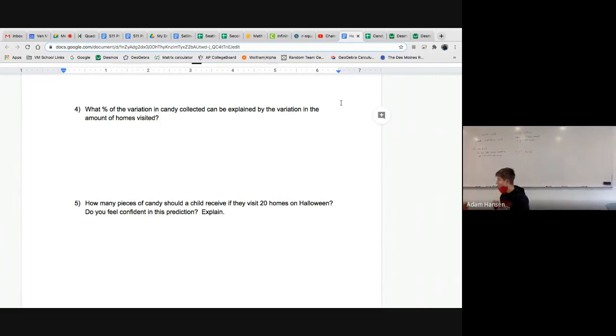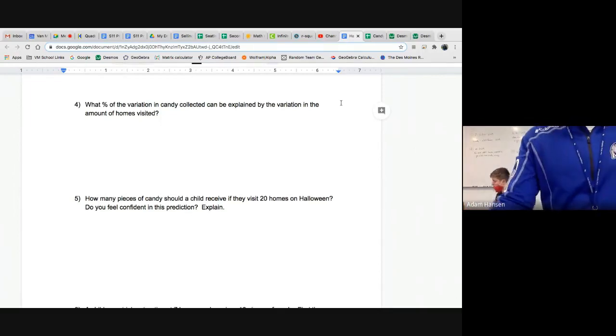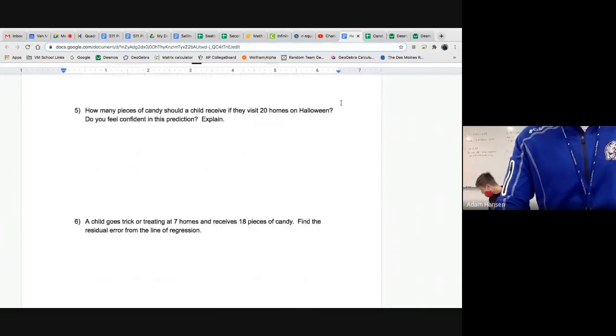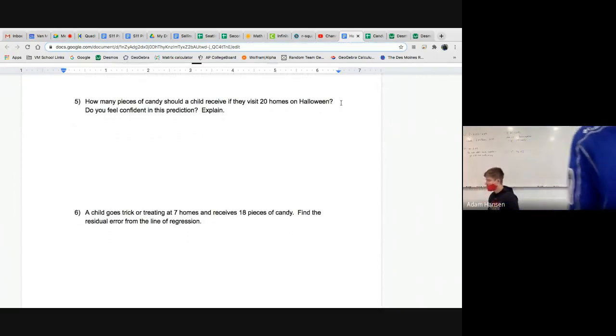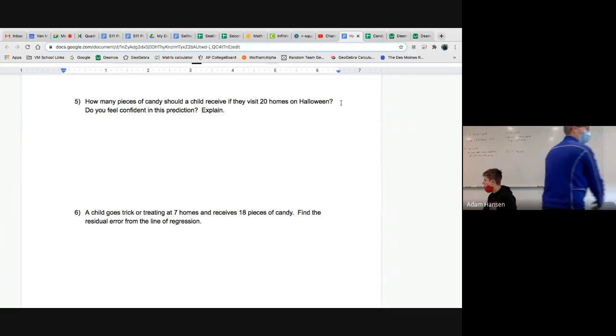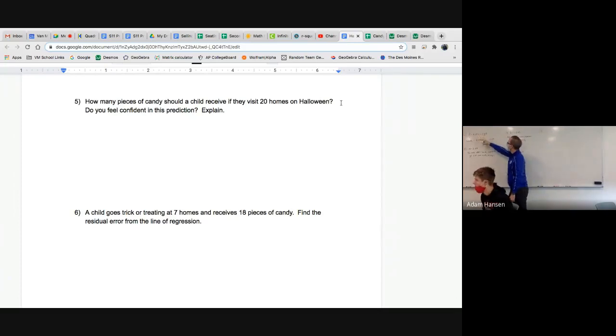Okay, last couple. How many pieces of candy should a child receive if they went to 20 homes? Are you very confident in this value? What is this asking you to do? Plug 20 in. You made the equation, so now let's use it. What is 2.24 times 20 minus 2.05? 42.75?